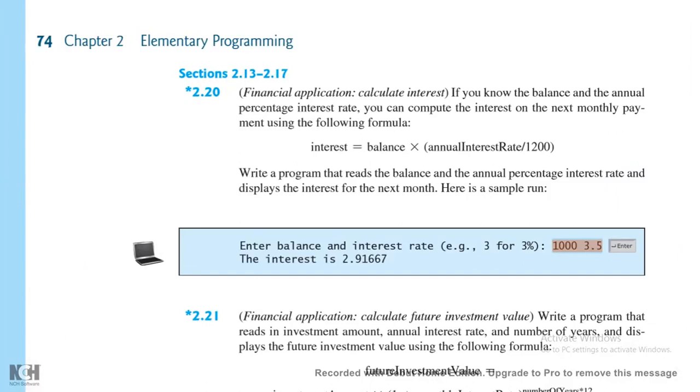It's a financial application problem. We have to calculate interest. It says if you know the balance and the annual percentage interest rate, you can compute the interest of the next monthly payment using the following formula: interest equals balance multiplied by annual interest rate, all over 1,200. We have to write a program that reads the balance and the annual percentage interest rate, and displays the interest for the next month. Here is a sample run.